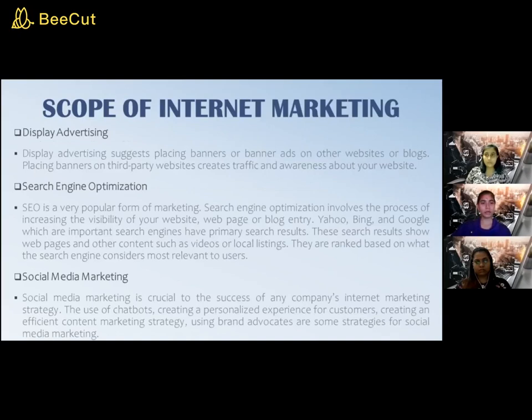Second, search engine optimization. SEO is a very popular form of marketing. Search engine optimization involves the process of increasing the visibility of your website, web page, or blog entry. Yahoo, Bing, and Google, which are important search engines, have primary search results. These search results show web pages and other content such as videos or local listings. They are ranked based on what the search engine considers most relevant to users.